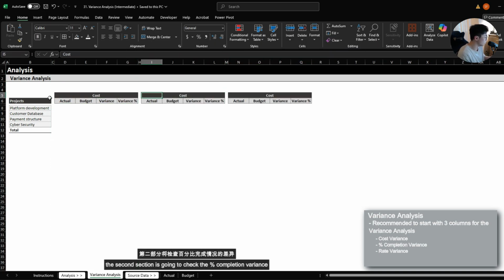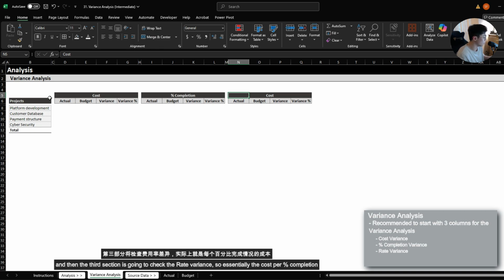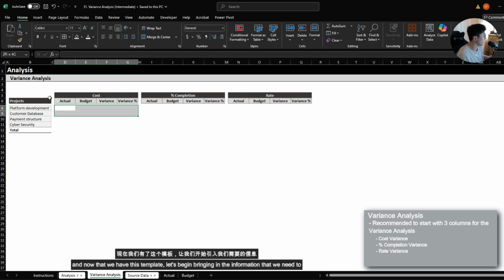The second section is going to check percentage completion. And then the third section is going to check the rate. So essentially cost per percentage completion. And now that we have this template, let's begin bringing in the information that we need to.